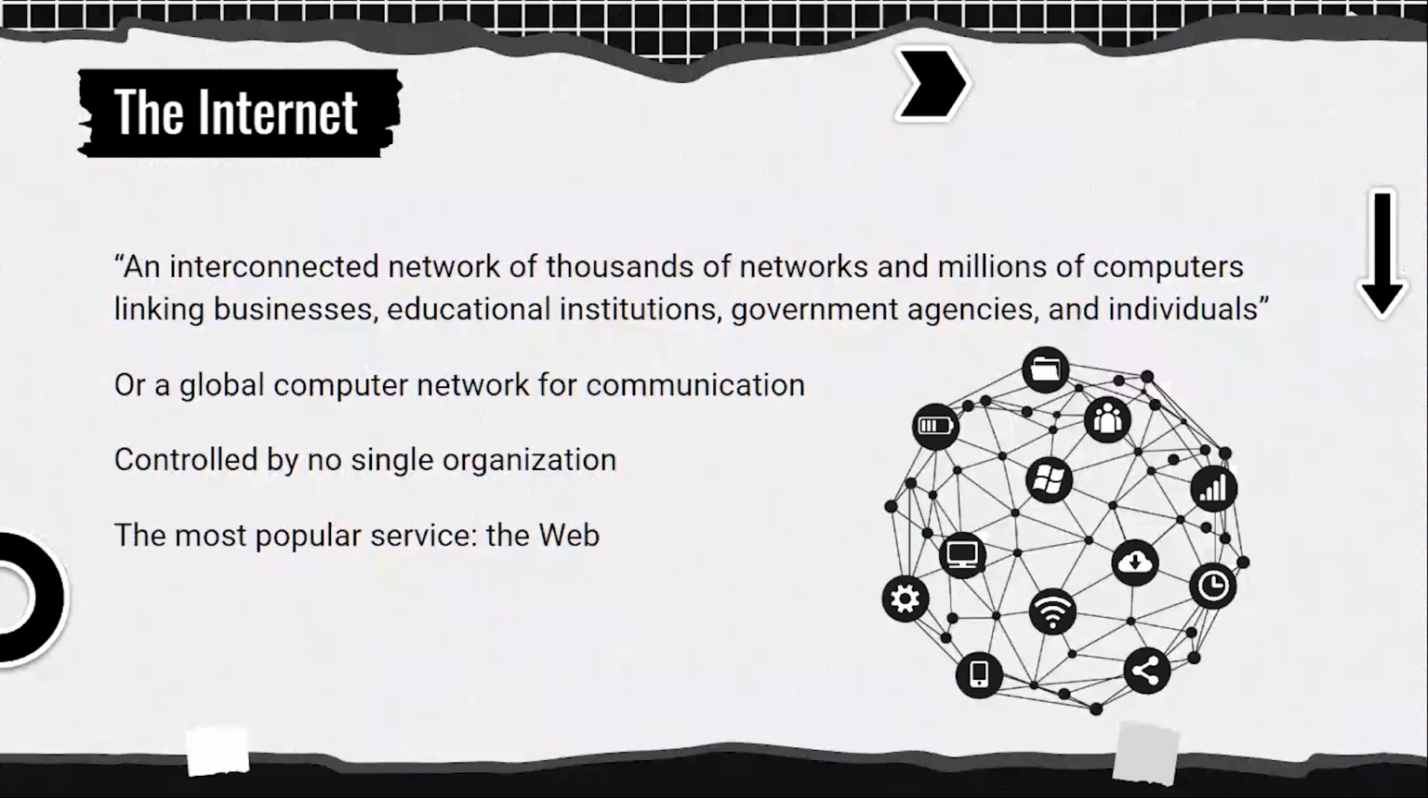The internet can be defined as an interconnected network of thousands of networks and millions of computers linking businesses, educational institutions, government agencies, and individuals. Well, this is a long and lengthy concept, right? So let's make it in simple terms. The internet is a global computer network for communication.